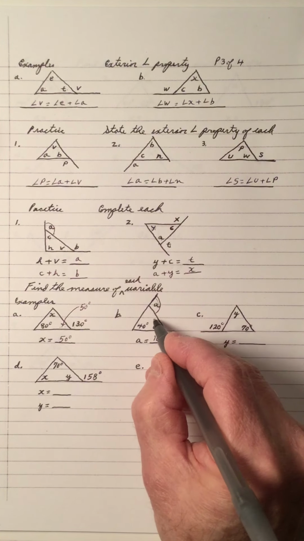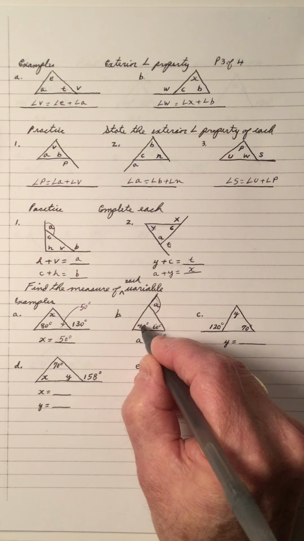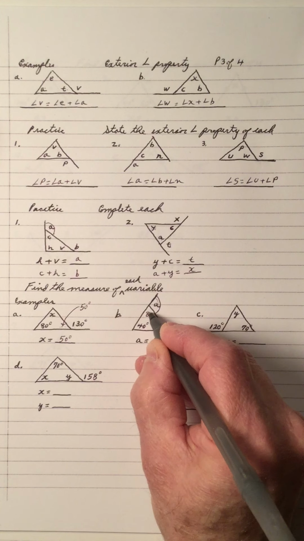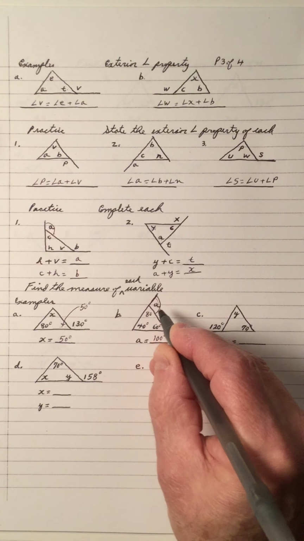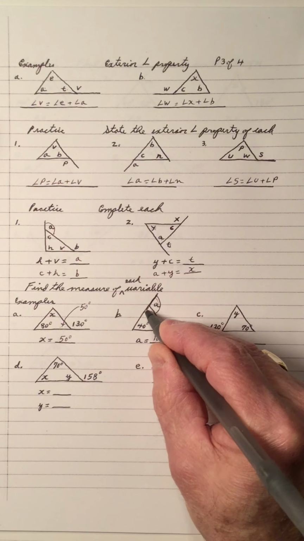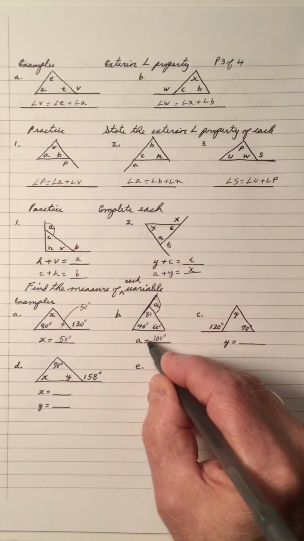Another way, think of it: 40 and 60 is 100, so that's an 80 there, because there's 180 in the triangle. If that's 80, then this is 100, because that forms a straight angle. They're supplementary. Another way to do it.